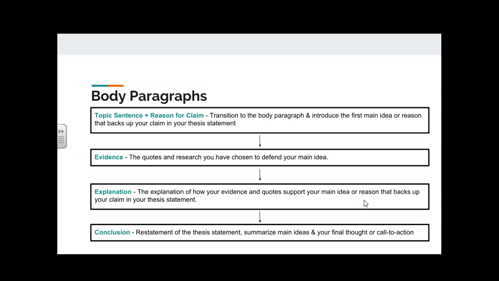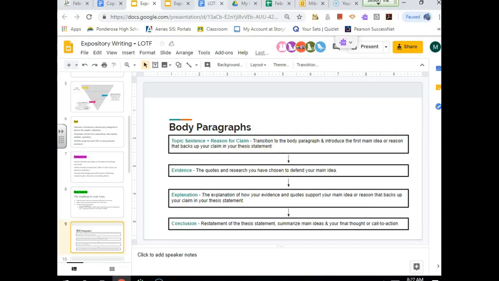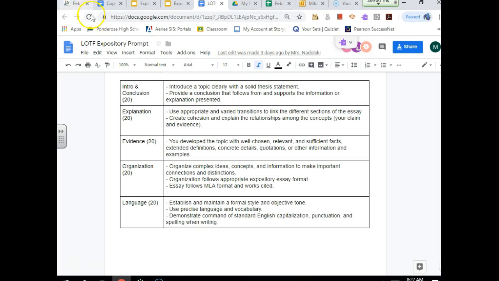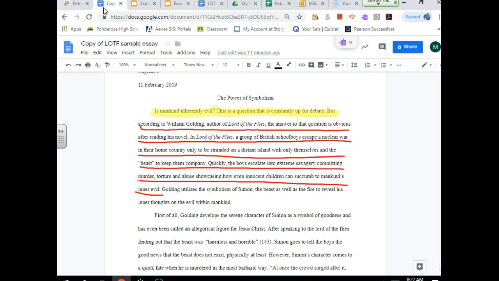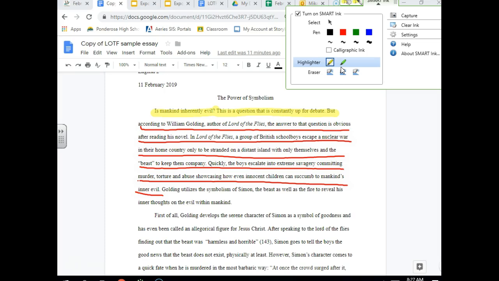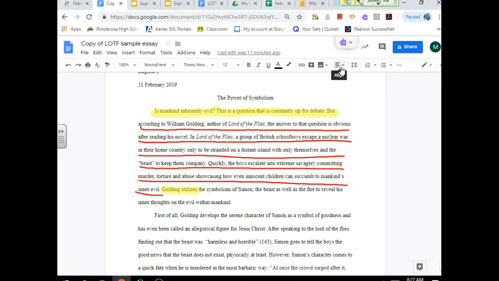Alright, so let's go back to our sample essay. What was the color? Was it green? Yeah. Okay. Green means go. So let's highlight in green our thesis statement. In this sample essay, Golding utilizes the symbolism of Simon the Beast as well as the fire to reveal his inner thoughts on the evil within mankind.